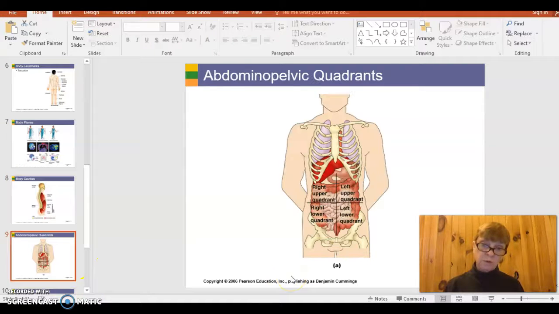If I move onward, your abdominopelvic quadrants, and these again we'll use quite a bit because you're talking about where things are located. So on your apple person, make sure that you are thinking of it as if you're looking at the front of the apple person and their eyes are in front. It is the right quadrant, left quadrant to that apple, your right and left lower quadrants.